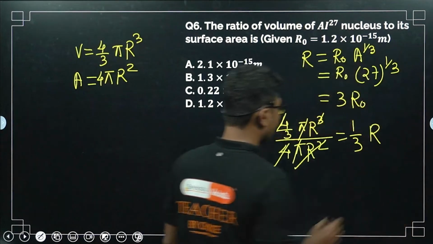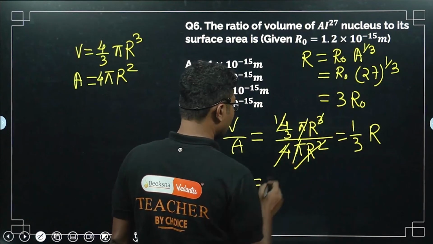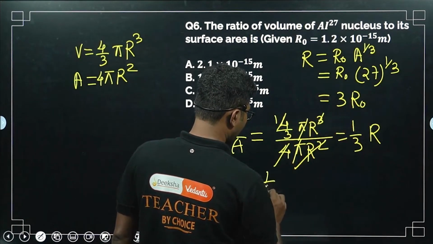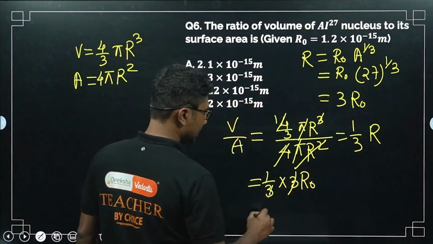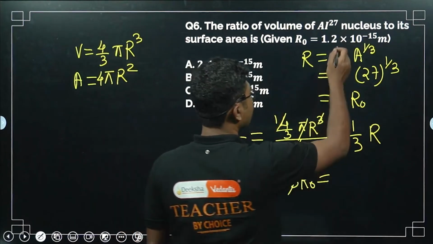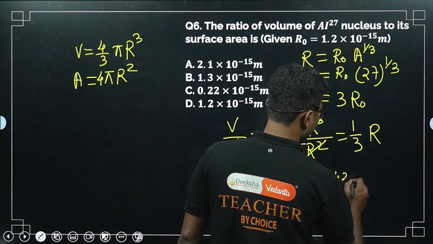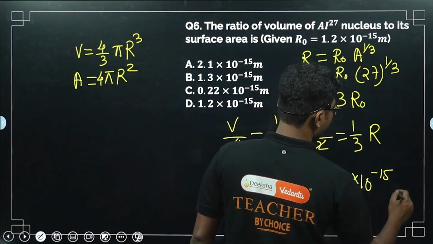So 1/3 r, right? So what is 1/3 r? You can put the value of 1/3 into 3r0. So this 3 cancels, so only r0 is left. What is r0? r0 is 1.2 into 10 to the power of minus 15 meter.